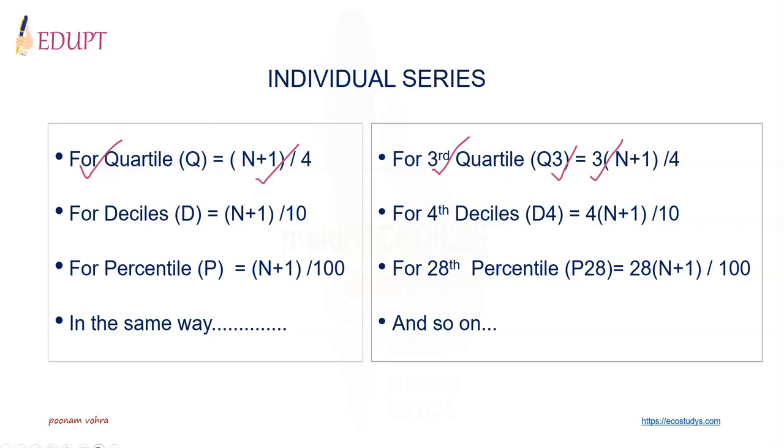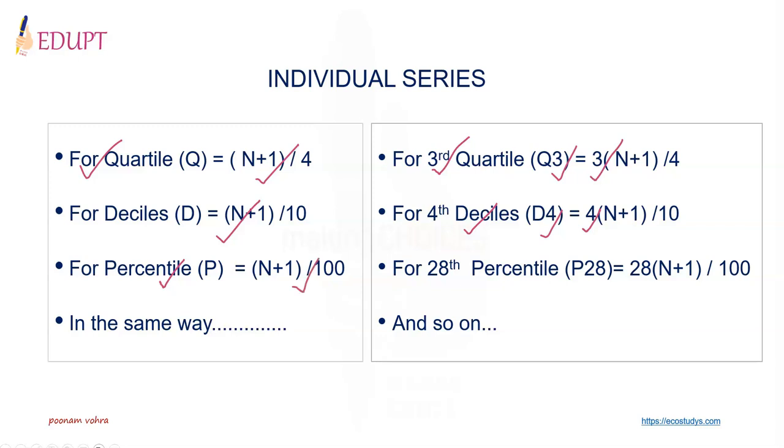For deciles, it is (n+1)/10. For any other decile, you need to write that very number. In this case, it is fourth decile. So write down D4 and apply the formula 4(n+1)/10. Suppose it is sixth decile, you will write D6 and then it will be 6(n+1)/10. Similarly, for percentile, it is (n+1)/100.